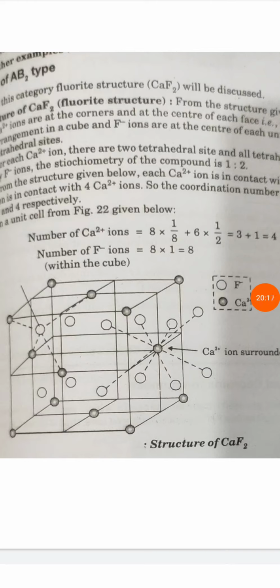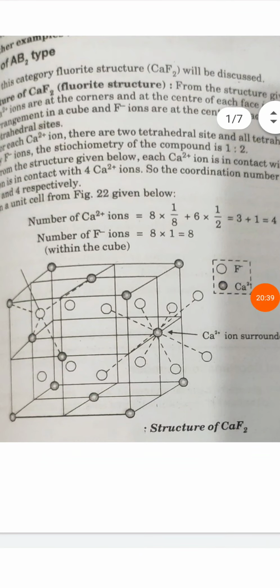There are two ways to increase the radius ratio: either by increasing the size of the cation or by decreasing the size of the anion. And the same effect is also observed when pressure is increased. That is, when pressure increases, the number of nearest neighbors also increases.